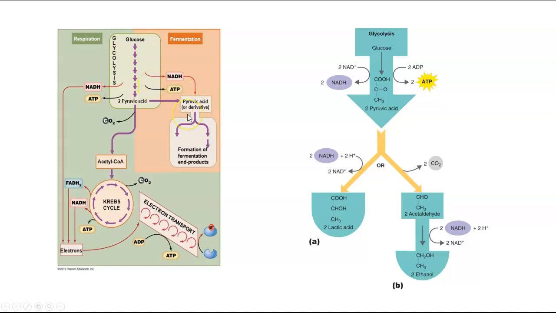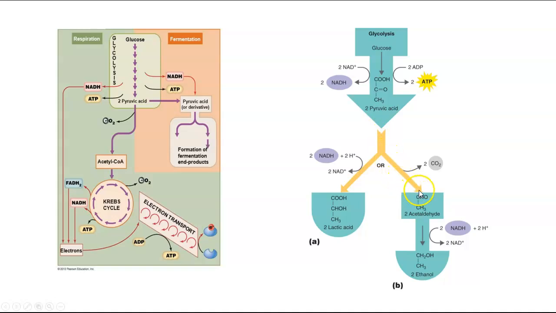But it doesn't stop there. Depending on the kind of microorganism, you might end up, and here it's showing you can make some other things, and we call these fermentation end products. Some microorganisms can make things like lactic acid. And lactic acid is one of the primary bacterial products we use to make cheese.